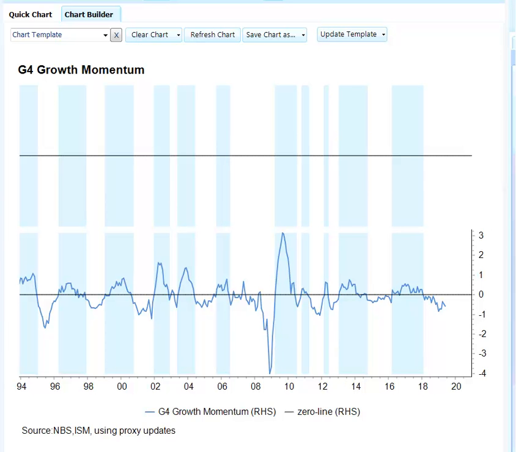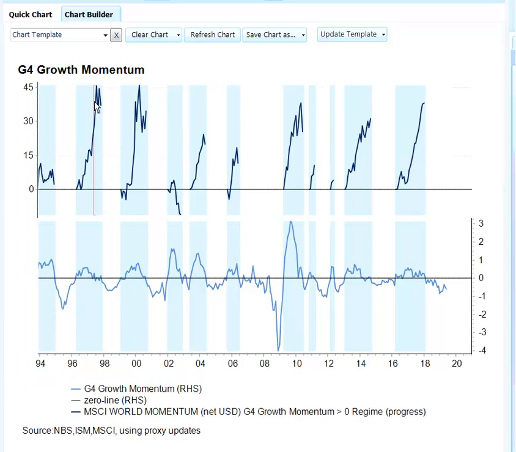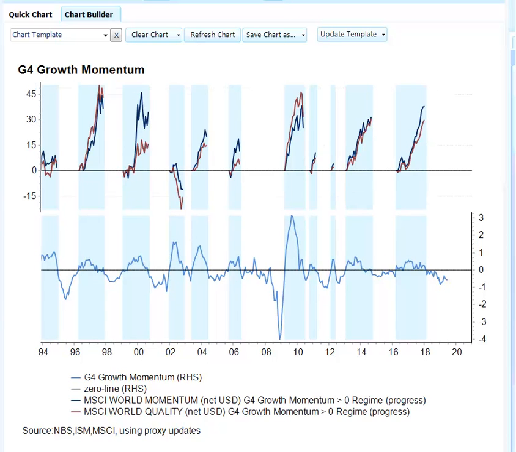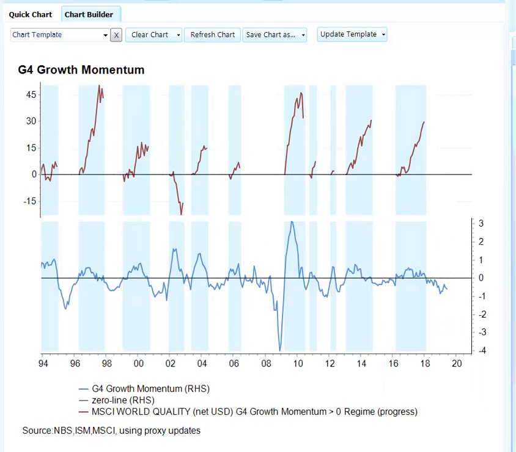If we look at, say, momentum, that's the performance of the MSCI Momentum Index, strong performance. And if we compare that to, say, quality, by and large, the blue, which is momentum, has done better than the quality index, although not on all occasions, as you can see going back through here.